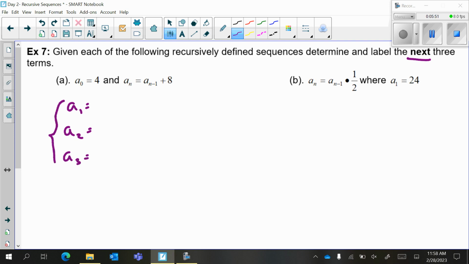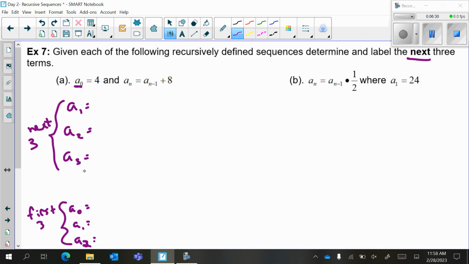This is really important syntax because I think that's called syntax. I don't know, don't do English. But when it says the next 3, you do what comes after the one that they gave you. If they wanted you to find the first 3, that would be different. The first 3 would be starting with what they gave you and going up. So the first 3 is a sub 0 through 2. The next 3 is a sub 1 through 3. Very important distinction, and you have to give them what they asked for.